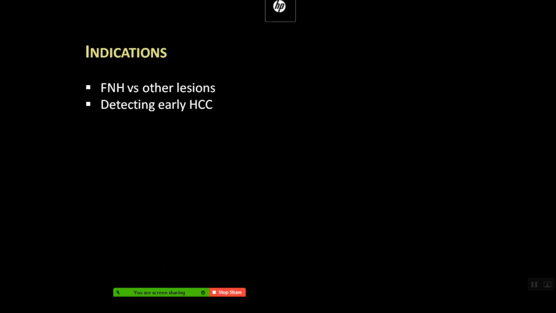Hepatobiliary phase will detect around 10% extra HCCs compared to your regular contrast in cirrhotic livers on average, that's the literature. So we can detect early or small HCCs with hepatobiliary phase. Some of you might have seen the hepatobiliary phase, right? The liver is super bright and anything which is not picking up contrast is super dark. So the contrast is excellent.